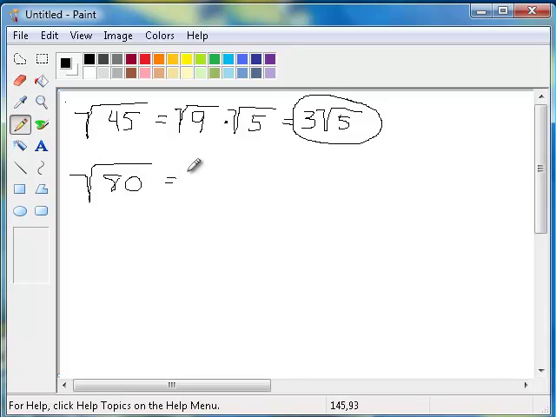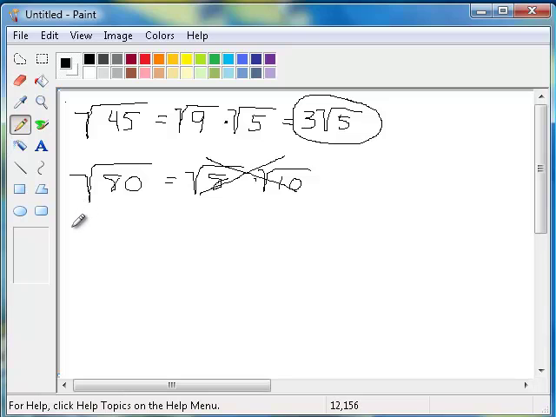And some students might break this apart and go, well, I know that the square root of 8 times the square root of 10 gives me the square root of 80, because 8 times 10 is 80. Well, that's true, but we do not end up with any perfect squares that we can pull out from under the radical sign. So this really doesn't help us in simplifying the square root of 80. So this isn't going to work.